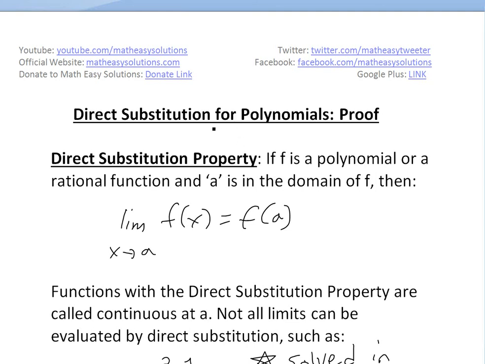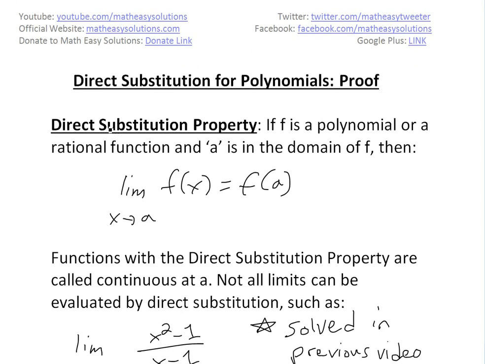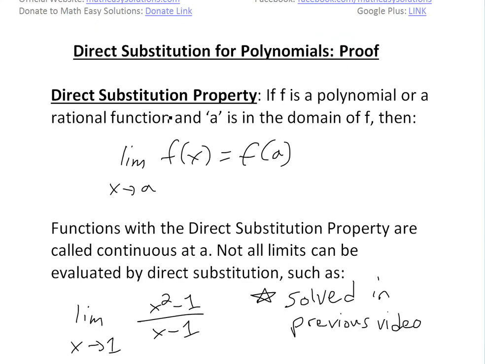We're going to discuss direct substitution, and now look at a proof for polynomials. In my earlier video I introduced this and did examples on direct substitution, but I didn't really prove it. So now let me recap: if the function f is a polynomial or a rational function, see the video link below on polynomial and rational functions, well, I'm going to go over this again.